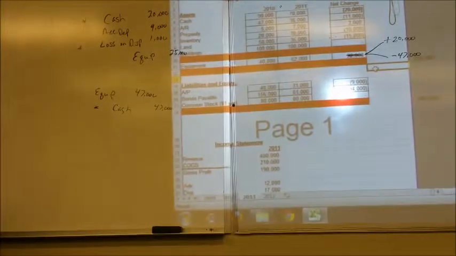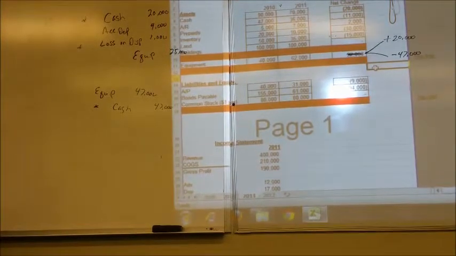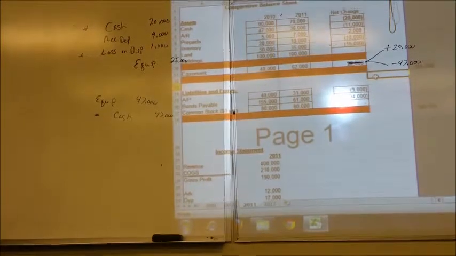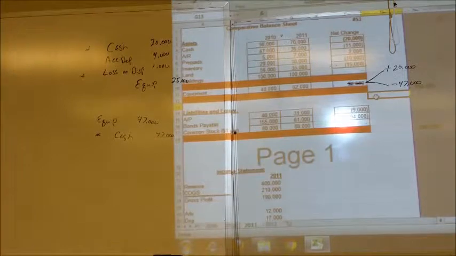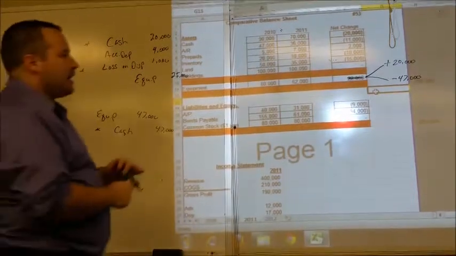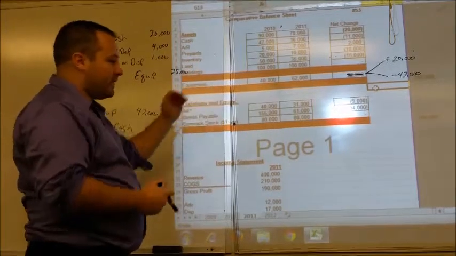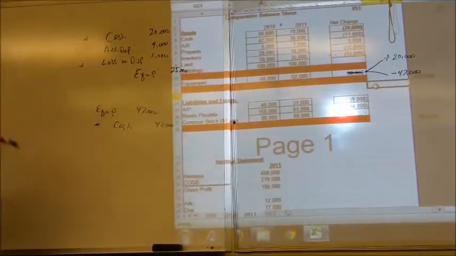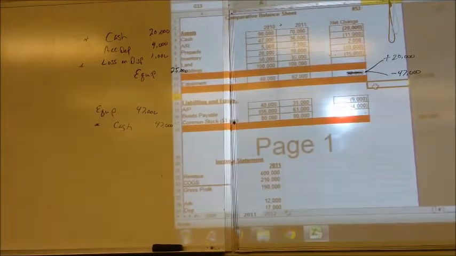Now I can begin to do the statement of cash flows. Everything has been updated with what I need. And so at this point, you should stop the video, do the statement of cash flows, and then hit play here in a few minutes, and you can check your work.